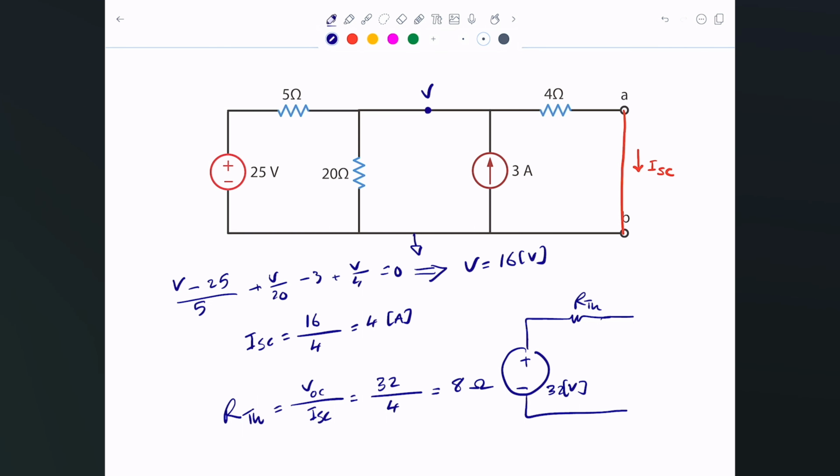So method 1 was to turn off all the sources if they're all independent. Method 2 tells me what to do if you have a mixture of independent and dependent sources. Frankly speaking, it also applies if you only have independent sources. Just short circuit it, figure out the current, and divide V open circuit by I short circuit.